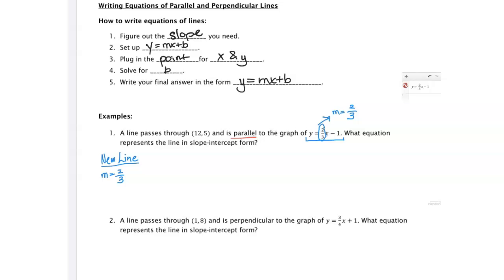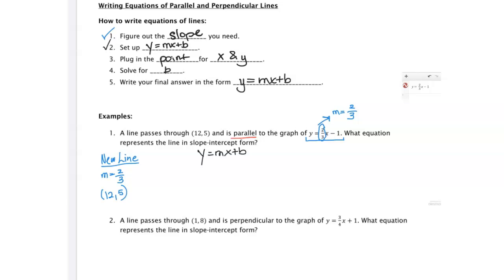Another thing that we know about our new line is that it goes through the point (12, 5). So we know two things. Our new line has a slope of 2/3 and it goes through the point (12, 5). This is just the right amount of information that we need in order to come up with our new equation. So we've identified part 1. We figured out the slope that we'll need. We'll need a slope of 2/3 for the new line. Step 2 is to set up y equals mx plus b. So I'm going to write y equals mx plus b.